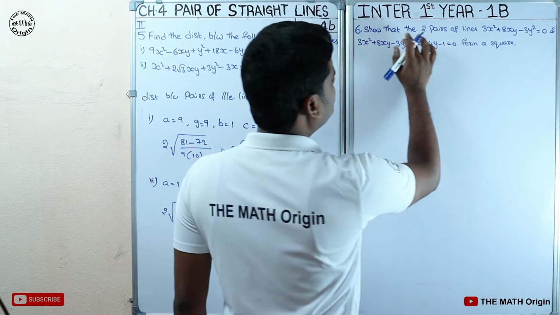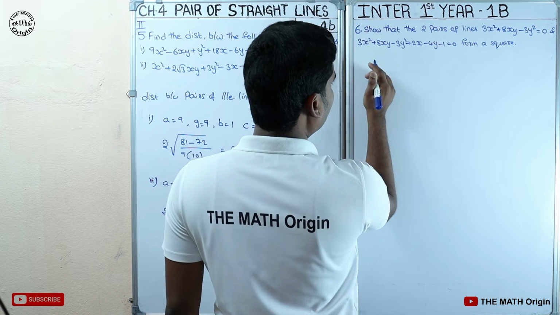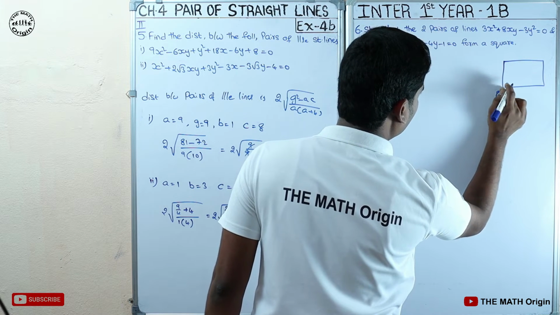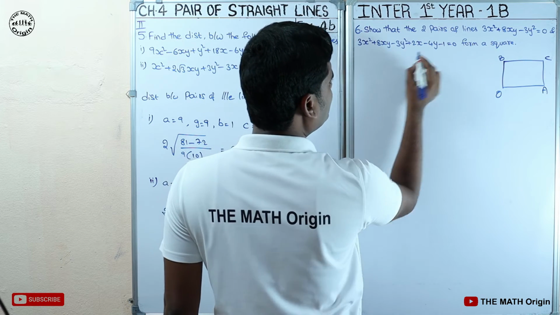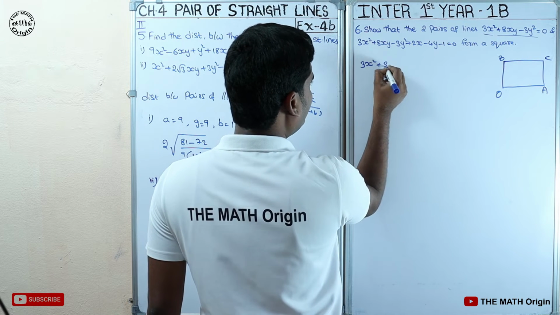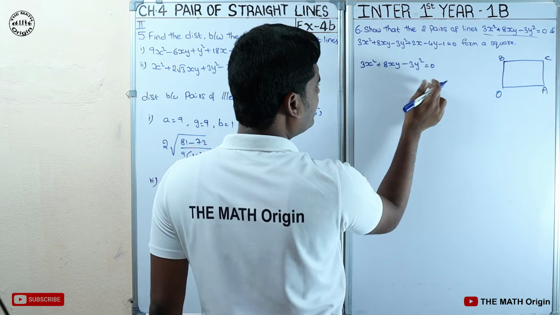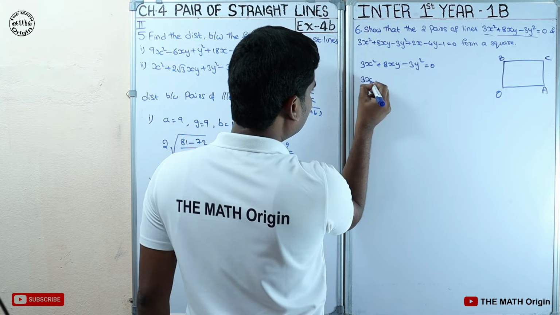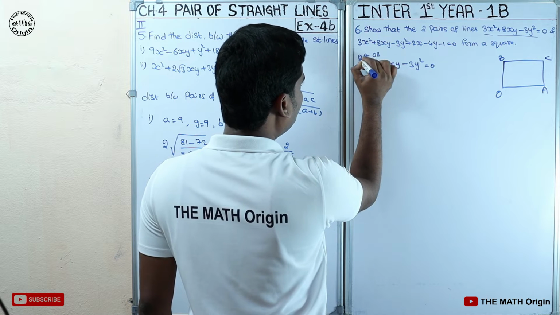Now sixth question, show that the two pairs of lines form a square. Square in the sense it should be in this format. Let's take this as O, A, B, C. Now this is a pair of straight lines. Let's take the first one, 3x square plus 8xy minus 3y square is equals to 0, a pair of straight lines. So from this, if I take a factorization, let's take this as OA, OB, or the two pair of lines.